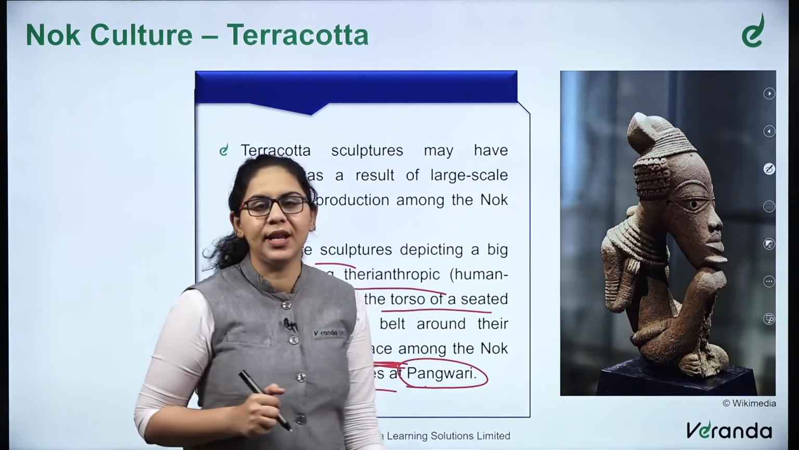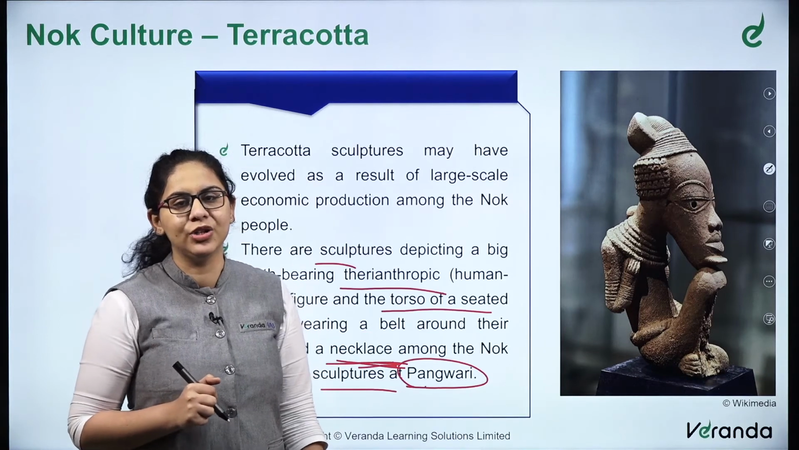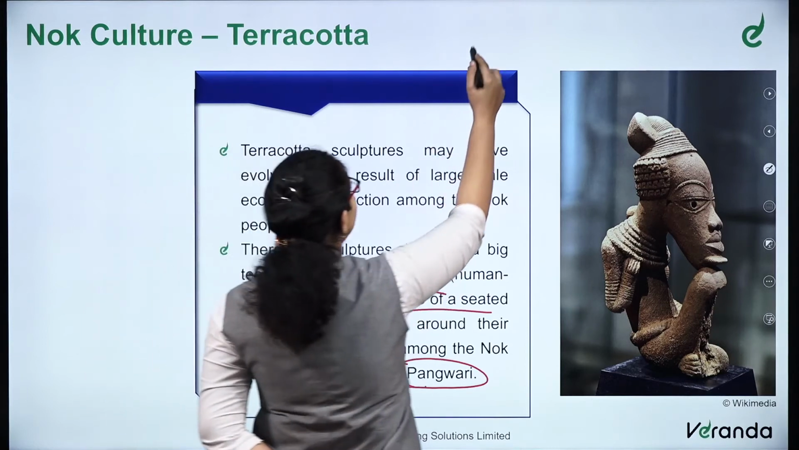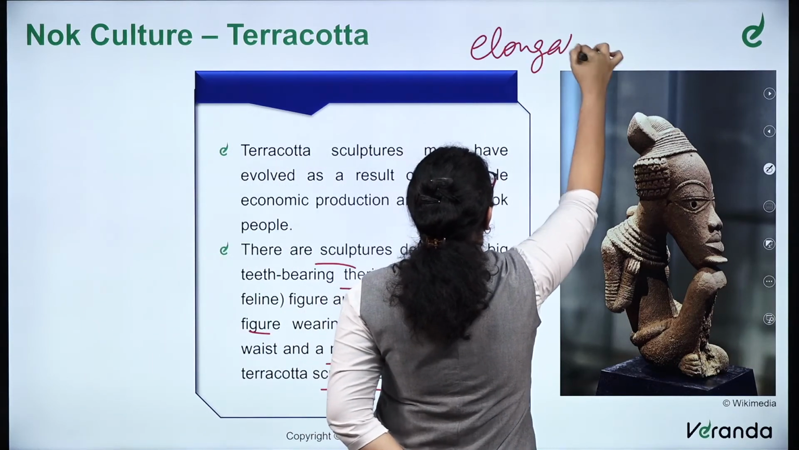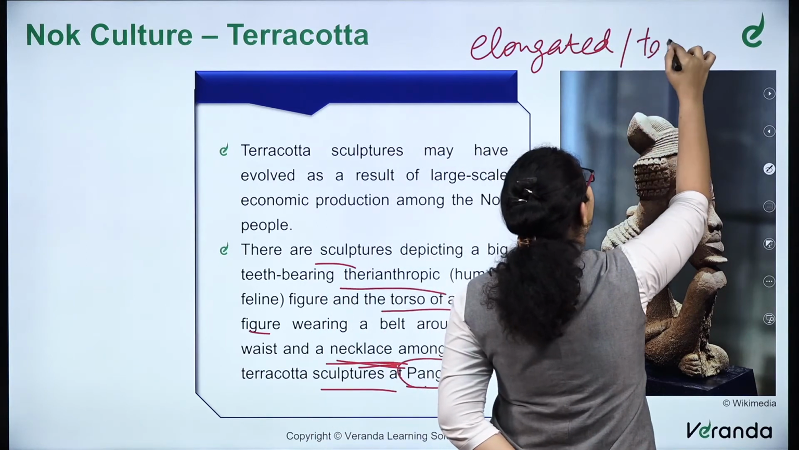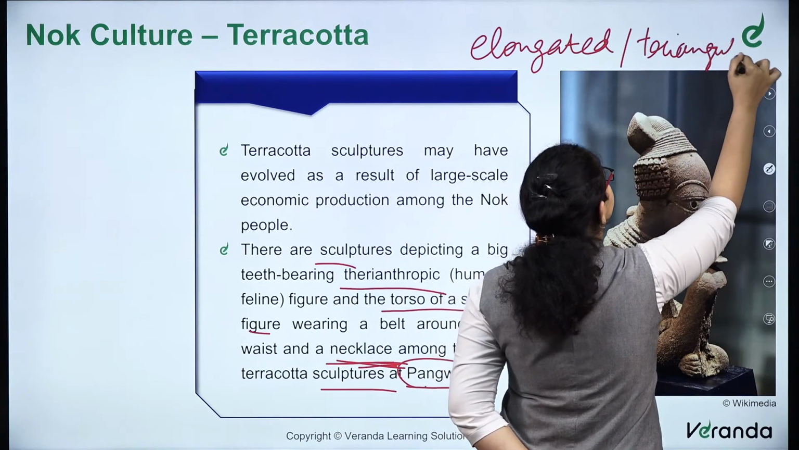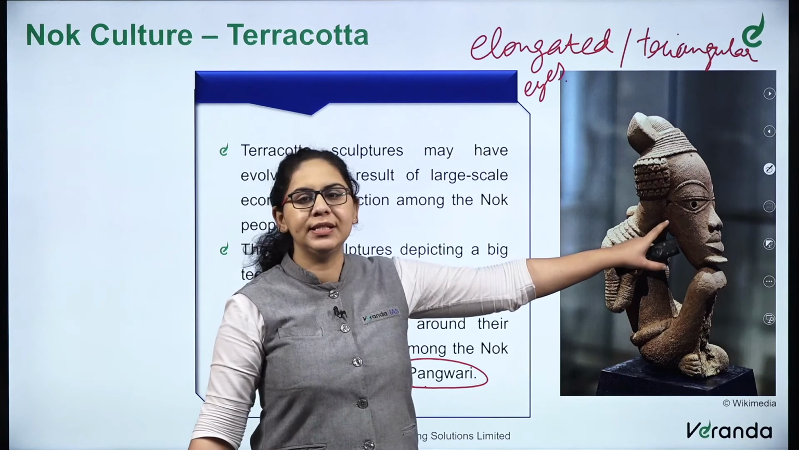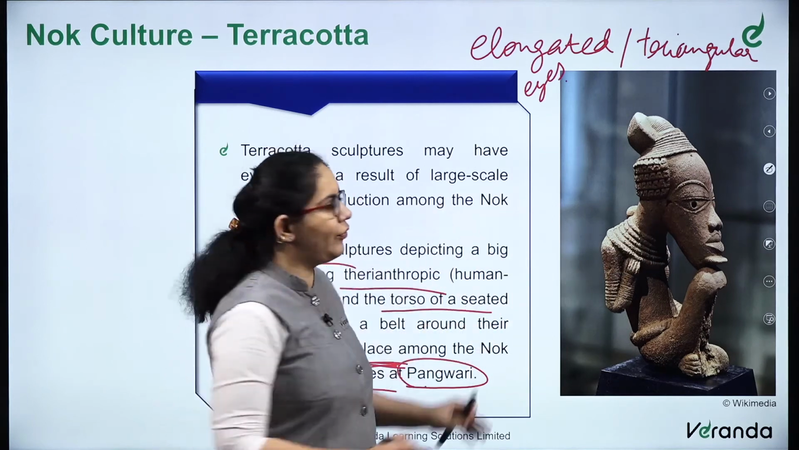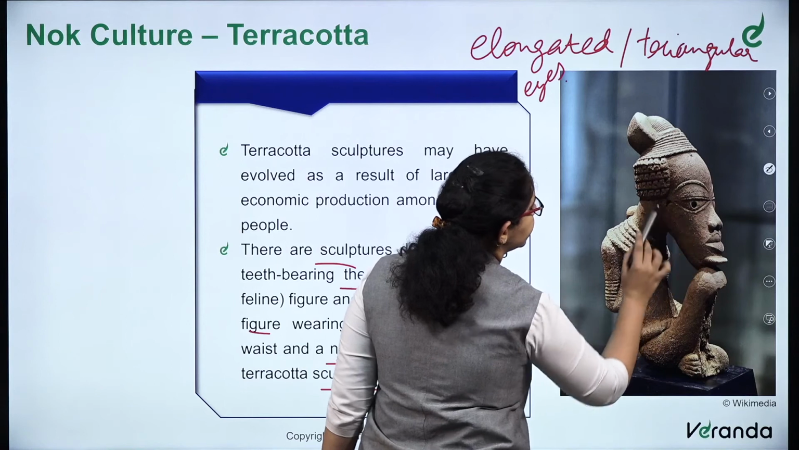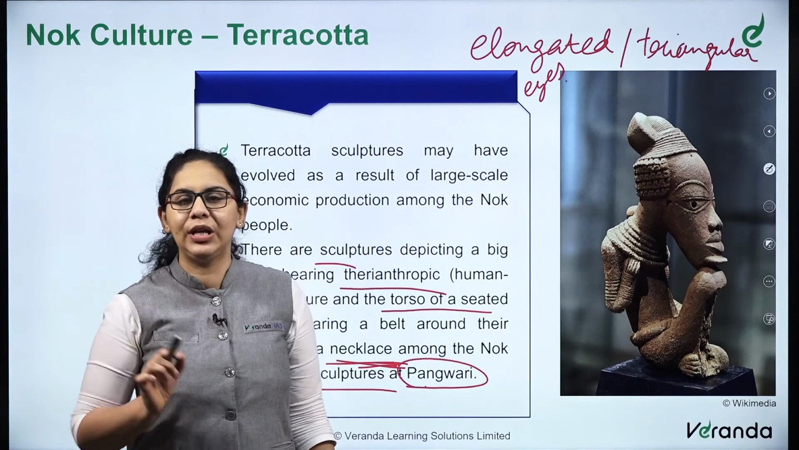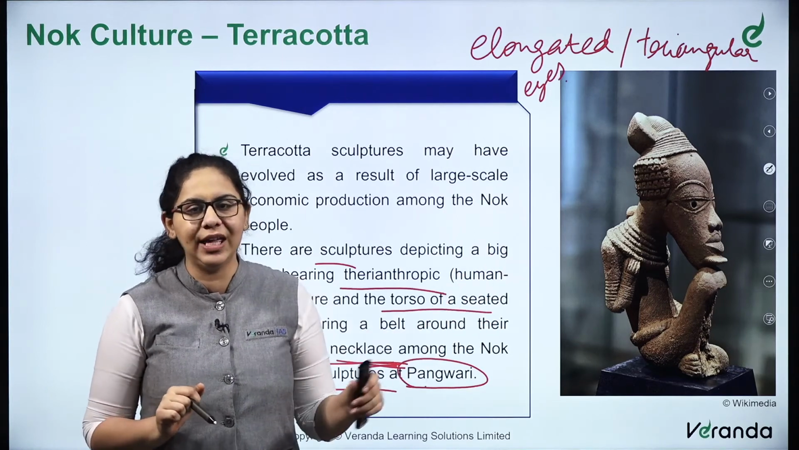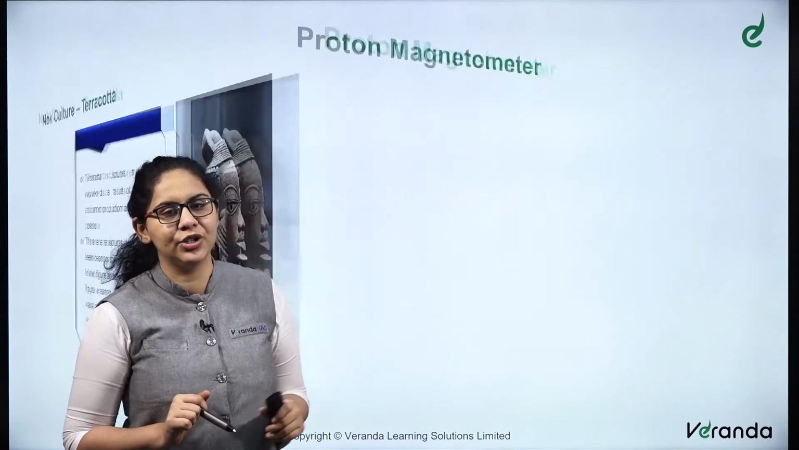See, this is one of the terracotta figurines found associated with NOK culture. One of the important features of the terracotta figurines found in NOK culture is elongated or triangular eyes. In this also you can see that the structure of the eye is different. Elongated, elliptical it is. So elliptical or triangular or elongated eyes are found. This is something unique, something which you can easily identify that it belongs to NOK culture.